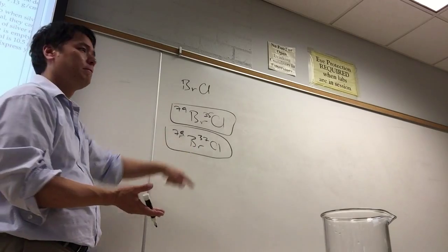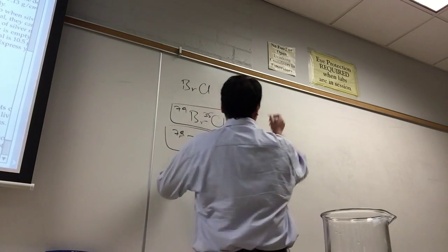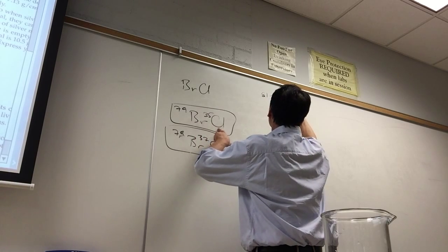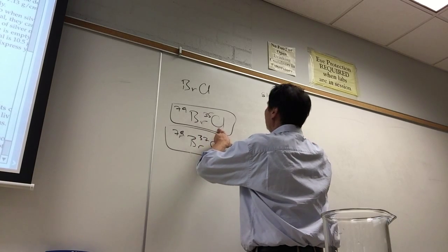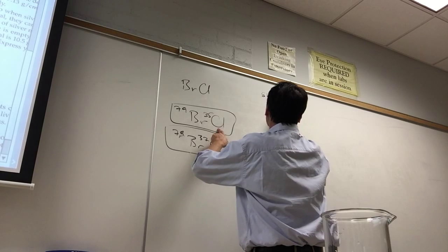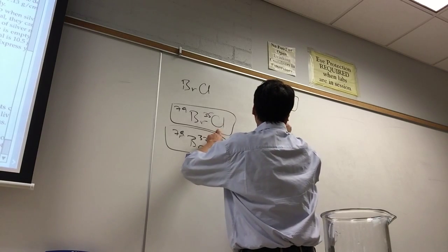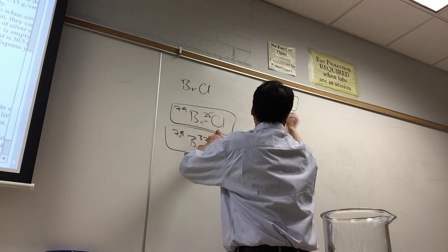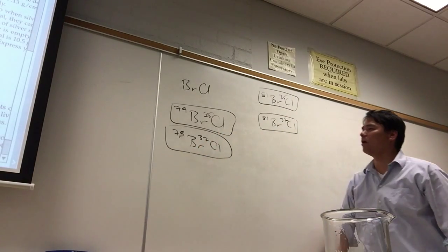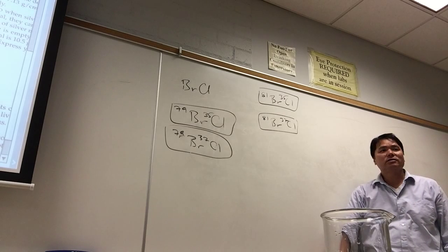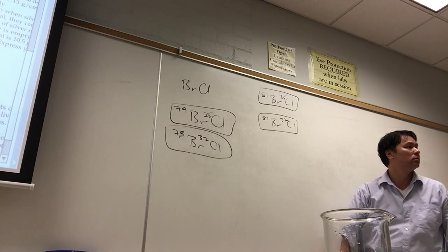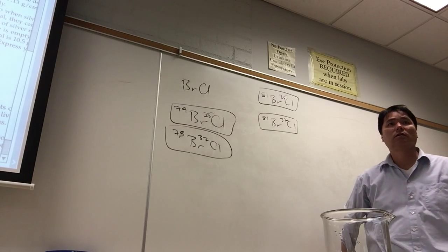You see that? And then the next one will be a bromine with an 81 and a chlorine with a 35. The next one will be bromine with an 81 and a chlorine with a 37. So that's 4. Can you think of others? Are there any other combinations here? No? Looks like 4.